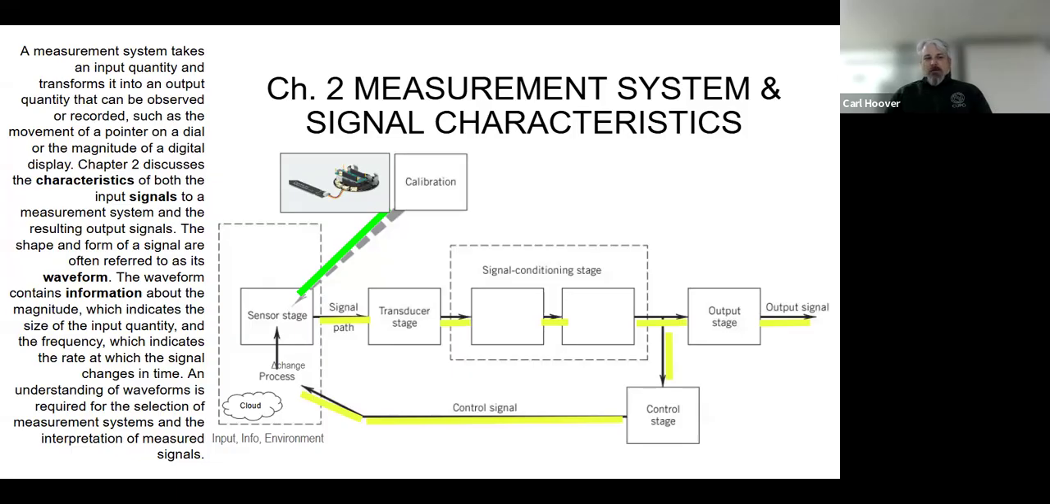So an understanding of these waveforms is important for selection and use and interpretation of measurement system data. We'll see about that in this lab and see if the signals are reliable as we process through the moisture sensor, through the Arduino, through a cloud dashboard to ultimately achieve a simple objective.